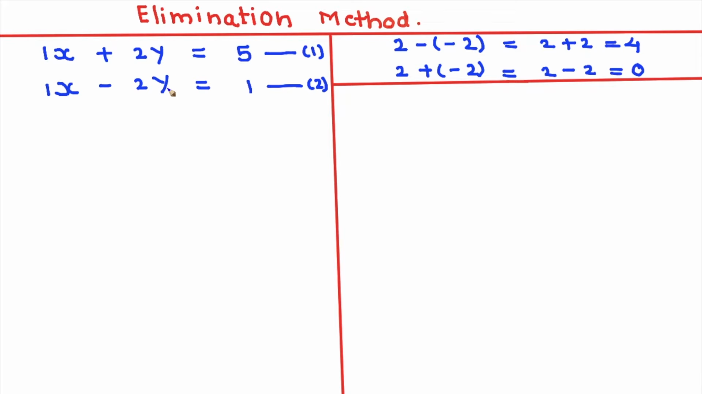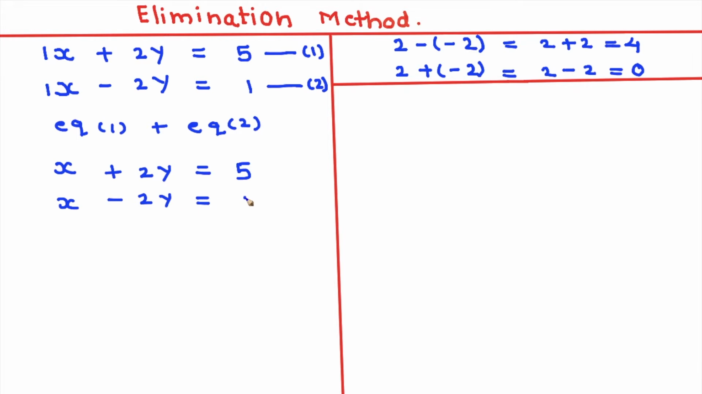Since y in both equations has coefficient 2, but the signs are opposite, so what we are going to do is add the two variables. But for adding these two, we need to add the two equations. So we'll go for that process, adding equation 1 and equation 2. So when we add them, let me write them one below another again. Here we have x plus 2y equals to 5, and the second equation is x minus 2y equals to 1.